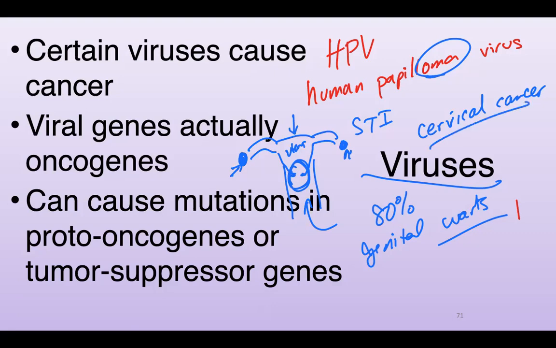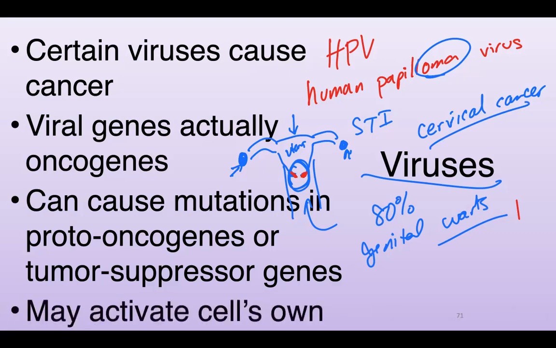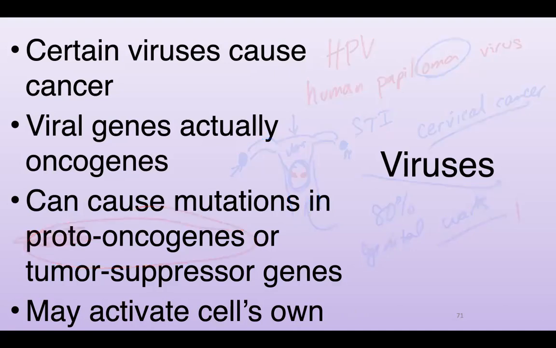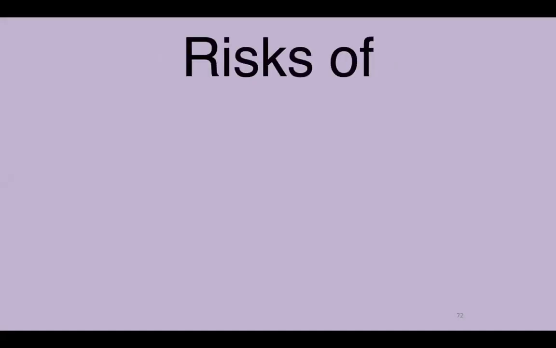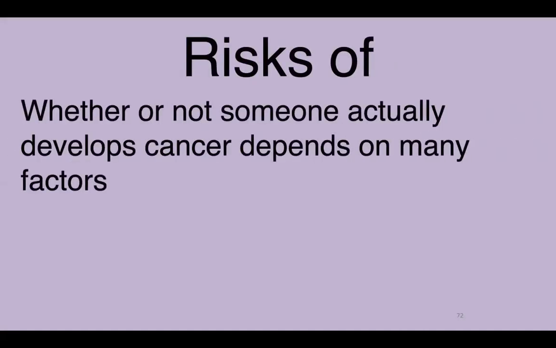And the only way that you know that you have it is by going to the gynecologist and getting what's called a pap smear. So what they'll do is they'll go in and they'll scrape a little bit of the cells off from the cervix, and they go and test it to make sure that they're normal. So either the virus genes are oncogenes and they cause mutations, or they might activate the cell's own oncogenes by turning our proto-oncogenes into oncogenes. I think that's the risk of developing cancer.